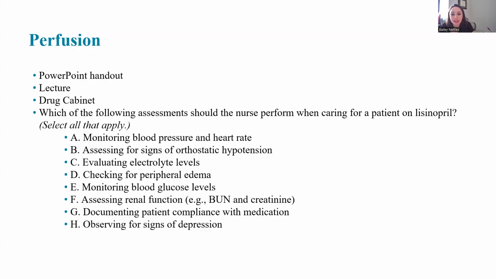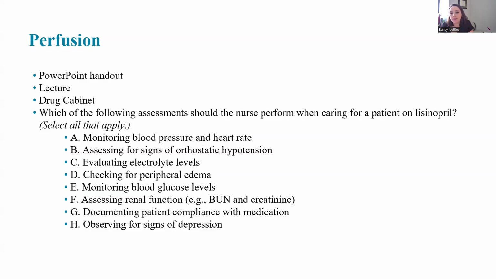Document the patient compliance with medication. Seems good enough. Or observe for signs of depression. No, don't need to worry about that. So the correct answers are B, C, F, and G.